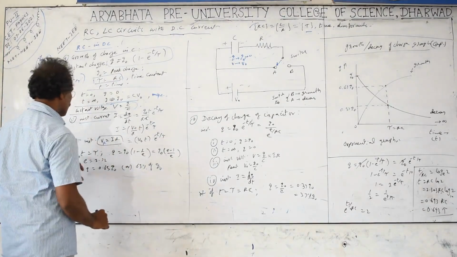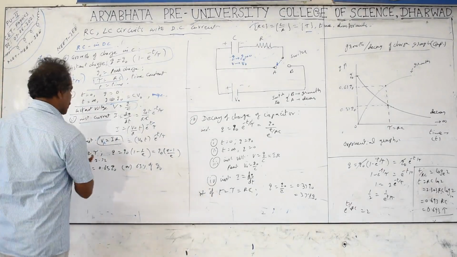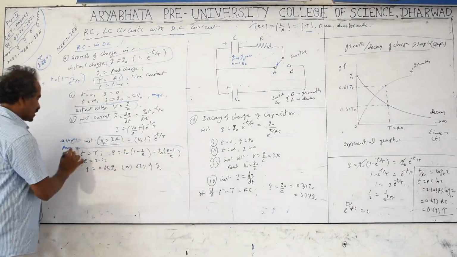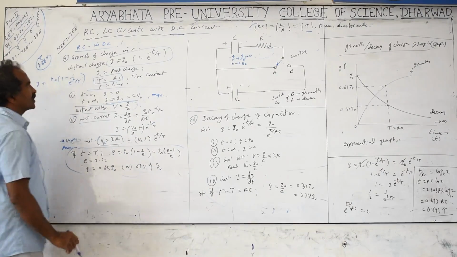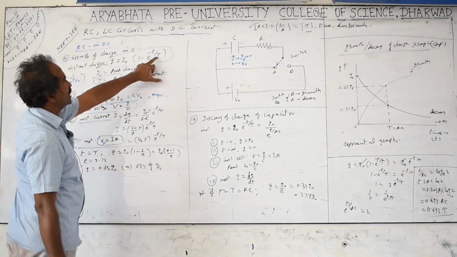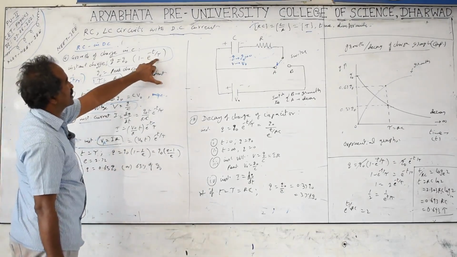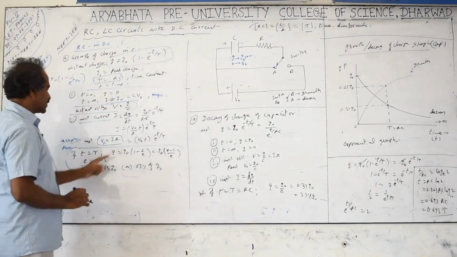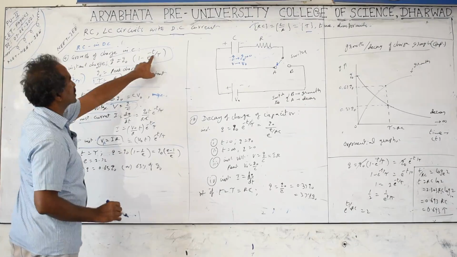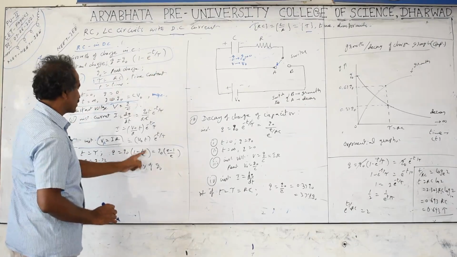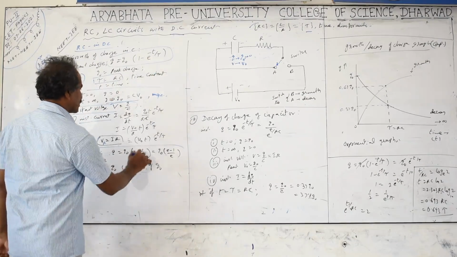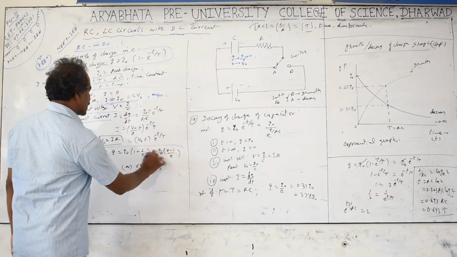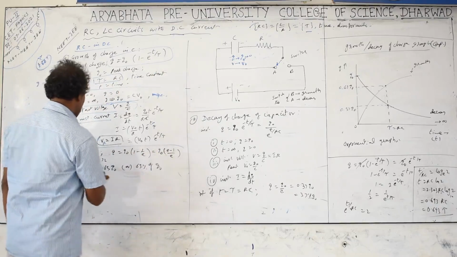Next, if t equal to tau, this point is important for us in this topic. t equal to tau means t equal to RC, the time constant. What the time constant actually is, RC, is defined from this relationship. Whenever t equal to tau, this part becomes equal to 1. E to the power of minus 1 means 1 by e. So Q naught into 1 minus 1 by e. Take LCM: e minus 1 by e. What is the e value? It is 2.72.